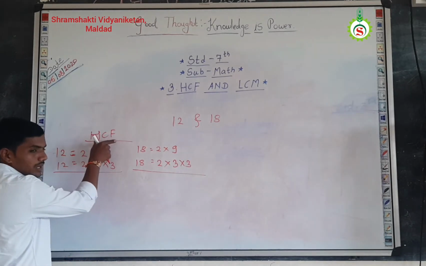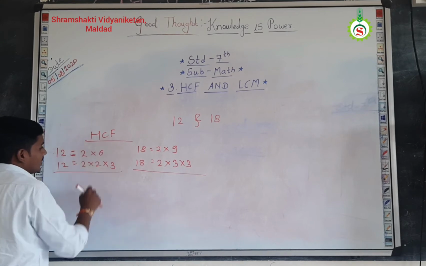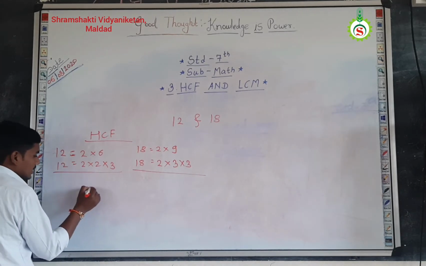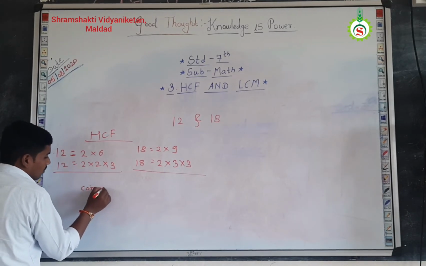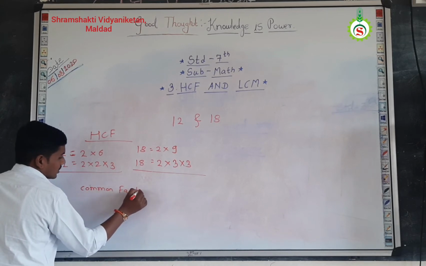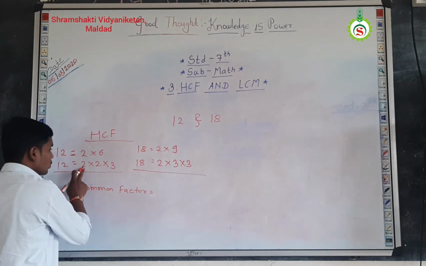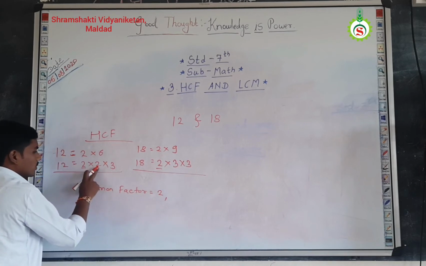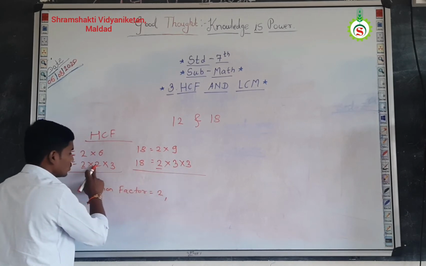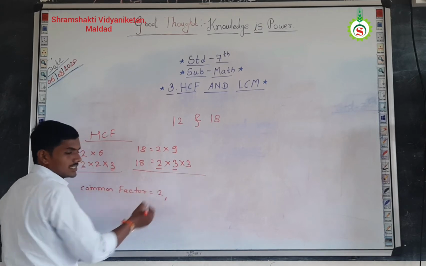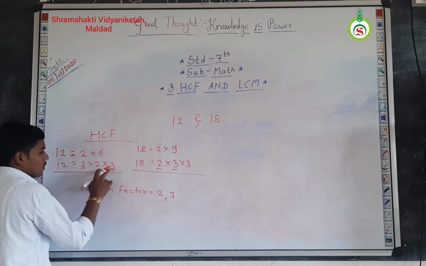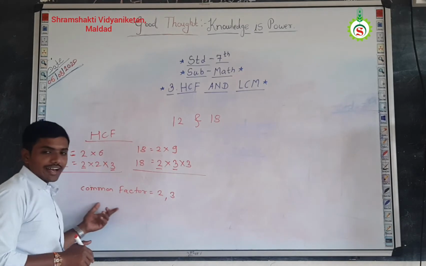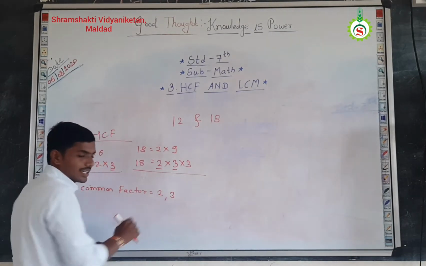Now I want to find out the HCF, the highest common factor. For that purpose, I will take out the common factors from both numbers. Here I will write the common factors. Which are the common factors? That 2 is here and that 2 is here, so 2 is common. Then the next 2 is here but not there, so that 2 is not common. That 3 is here and that 3 is here, so 3 is common. The remaining 3 is not here, so that 3 is not common. So how many factors are common? Only 2 factors are common: 2 and 3.